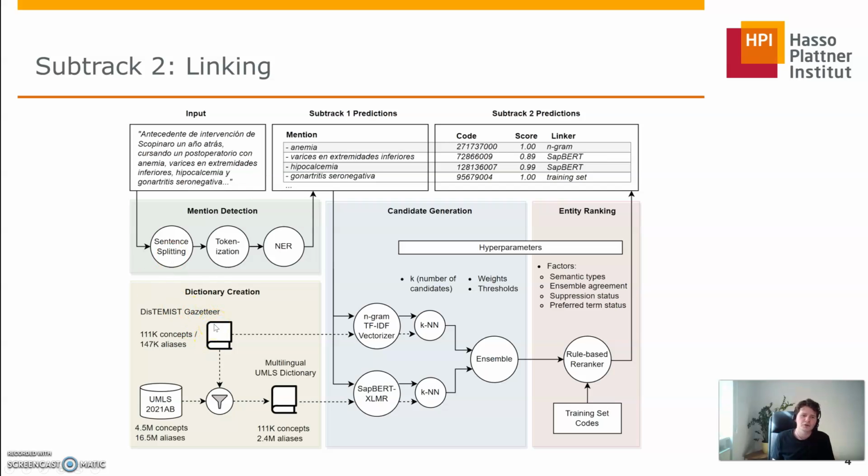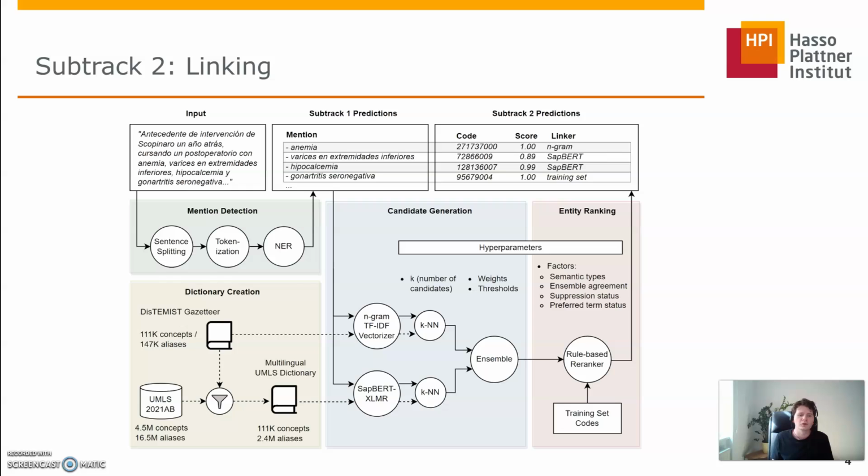The first dictionary was given as part of the challenge as the DisTEMIST gazetteer, consisting of 111,000 concepts with 147,000 aliases. So there are about 1-point-something aliases per concept, which is actually quite low if you consider that in biomedical entity linking, many concepts have a lot of different surface forms.